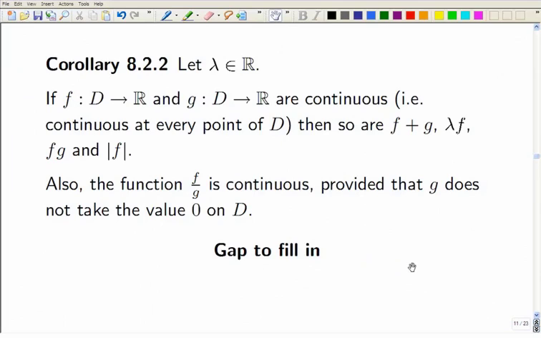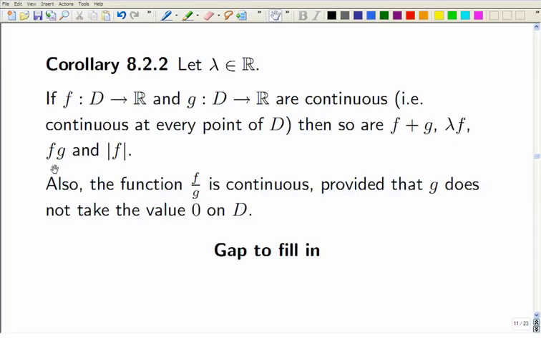An immediate corollary then: continuous means you're continuous at every point. So you just substitute in the previous result and say at every point, and you get this one, that if you add two continuous functions together, you're continuous. If you multiply a continuous function by a constant, it's going to be continuous.